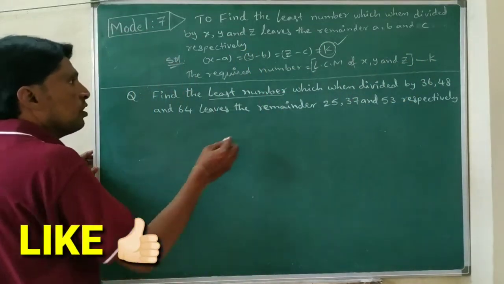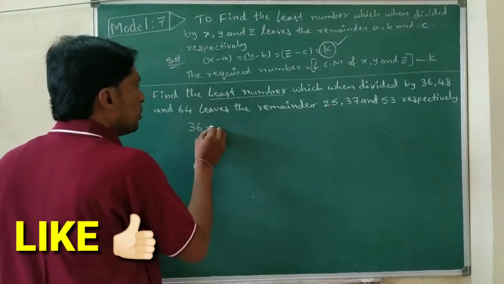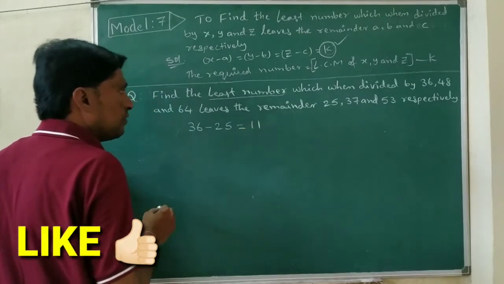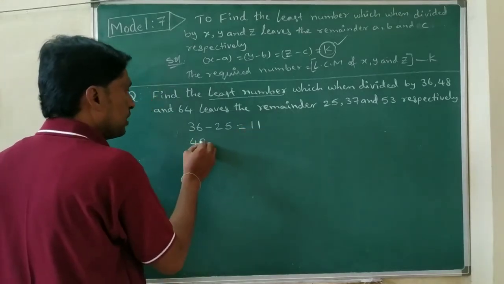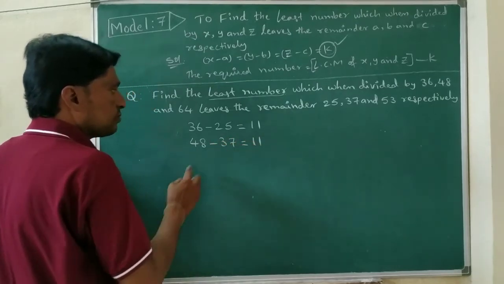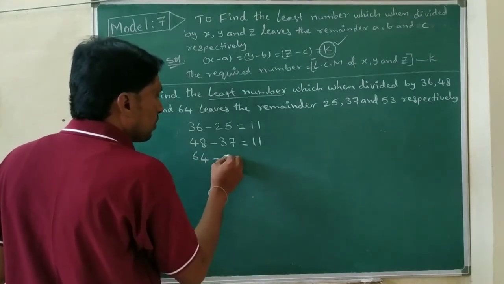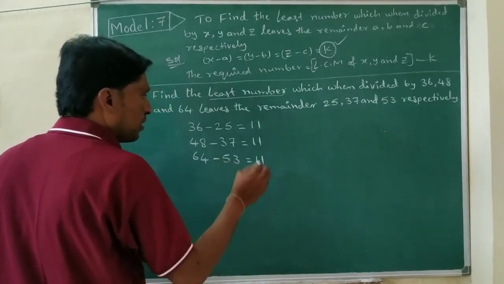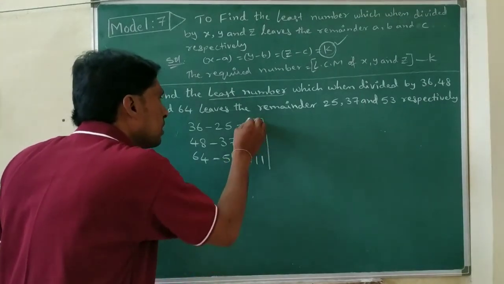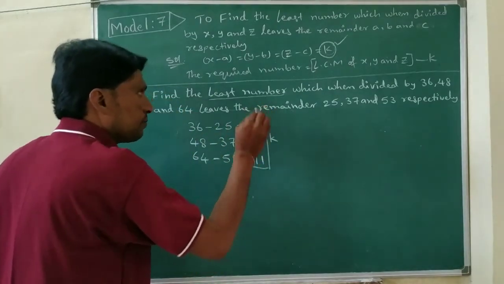Now here, the first number is 36 and the remainder is 25. The first number minus the first remainder gives 11. The second number is 48 and the second remainder is 37, and that value is also 11. And 64 minus the third remainder 53, that value is also 11. So all these values are equal, and we take this value as k.